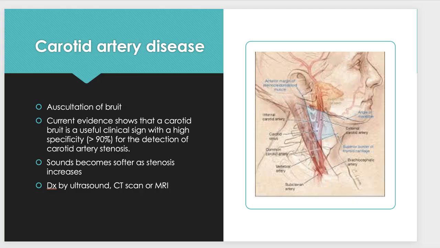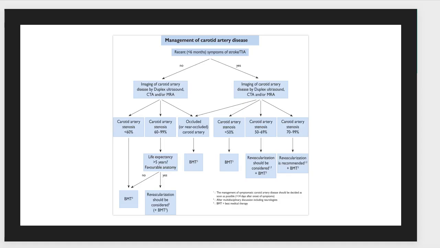Carotid artery disease. This is blockages of the carotid arteries. You can diagnose this by auscultation of a bruit. That's not 100% diagnostic, but it is a useful clinical sign that if you do have a patient with a bruit, you need to make sure that they have been evaluated by ultrasound or CT scan or MRI, and remember that the sound becomes softer as the stenosis increases.